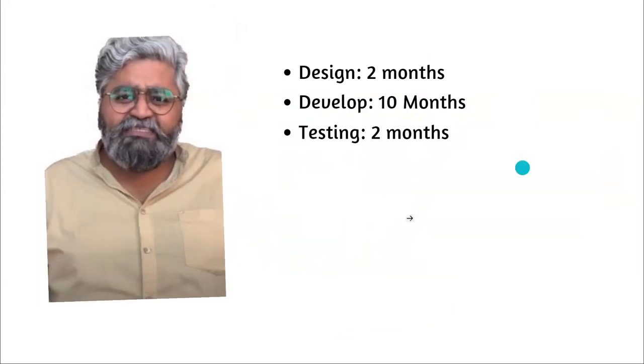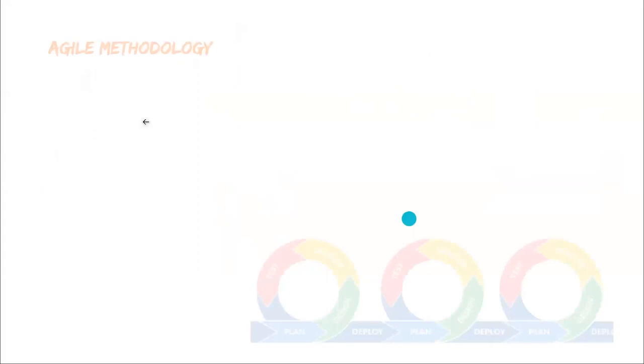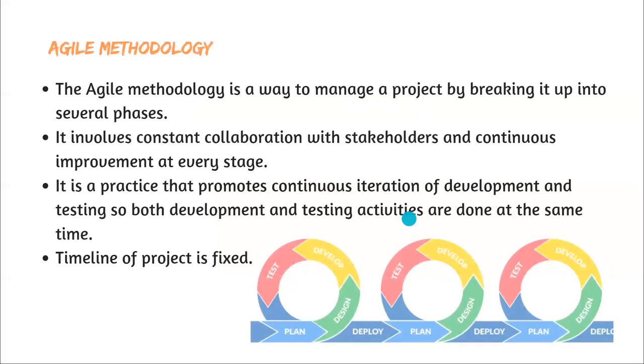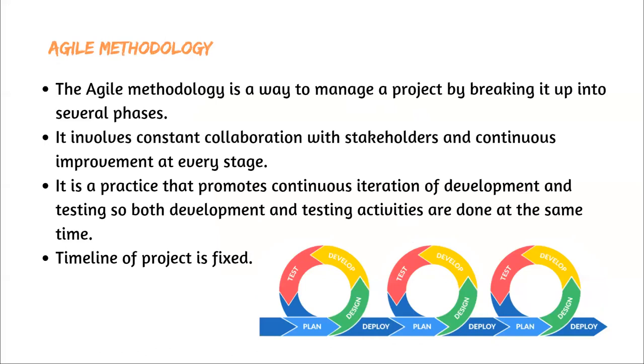If we talk about agile methodology, the best thing about it is that the meaning of agile is speed. We can develop the application very speedily. The agile methodology is a way to manage a project by breaking it up into several phases. Here you break down the large application into several stages. What are these phases? Planning, testing, developing, designing, and deploy.